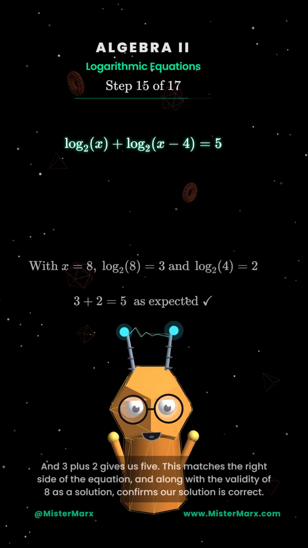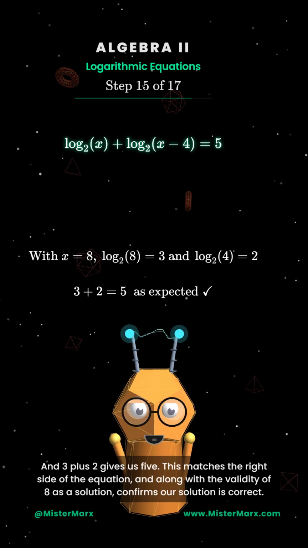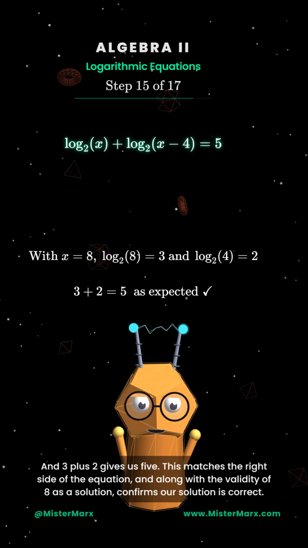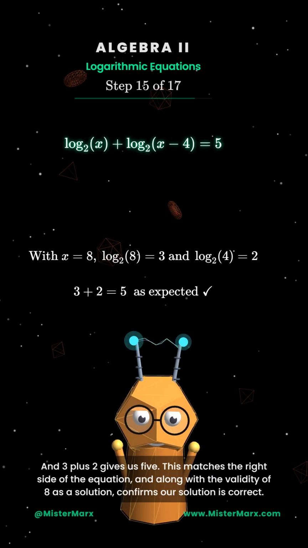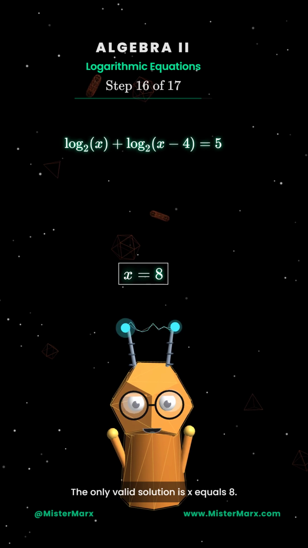And 3 plus 2 gives us 5. This matches the right side of the equation, and along with the validity of 8 as a solution, confirms our solution is correct. The only valid solution is x equals 8.